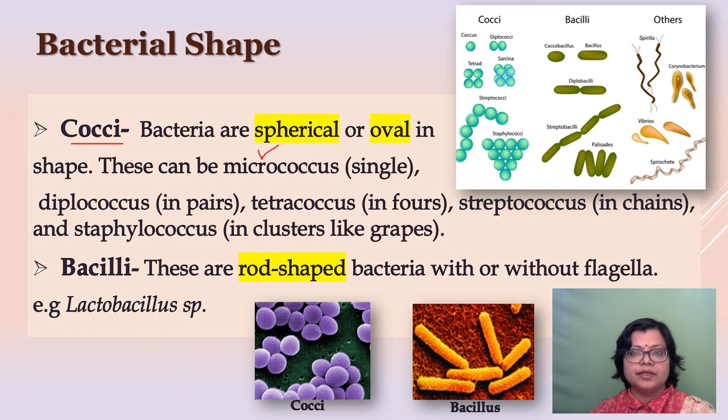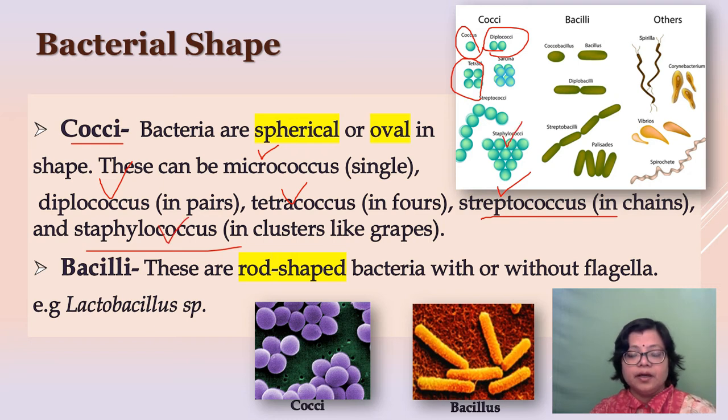Then they are considered micrococcus. They may be present in pairs, then they are termed diplococcus, or they may be in groups of 4, then they are termed tetracoccus, or they may be many in number but remain in chains. Then this association is called streptococcus, or they may be in the form of a cluster that looks like grapes. That type of association is known as staphylococcus.